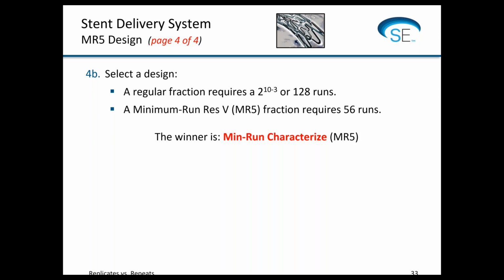catheters with the stents and the balloons on them is a timely and expensive process. And so they didn't have the time nor the money to do 128 runs. So they said, okay, well, what's our next alternative? Well, they chose a minimum run resolution 5 design that required less than half, or only 56 runs.